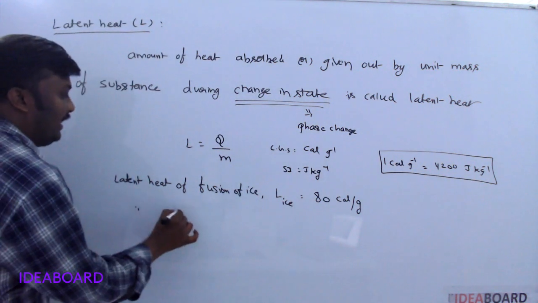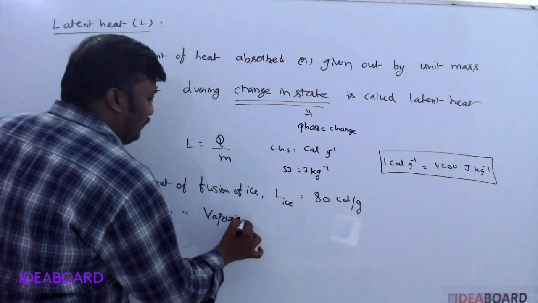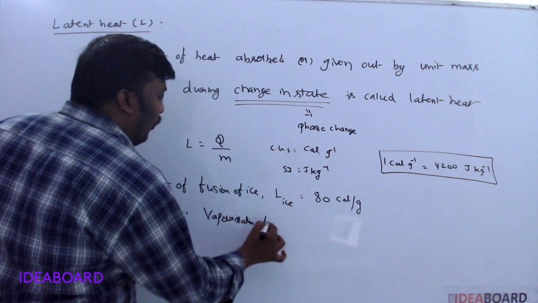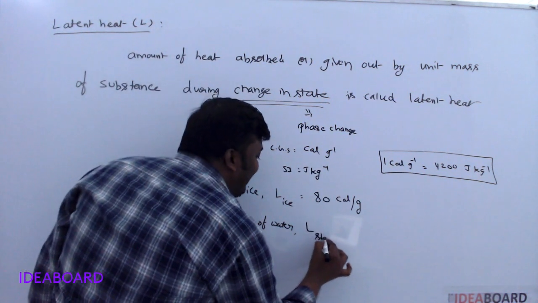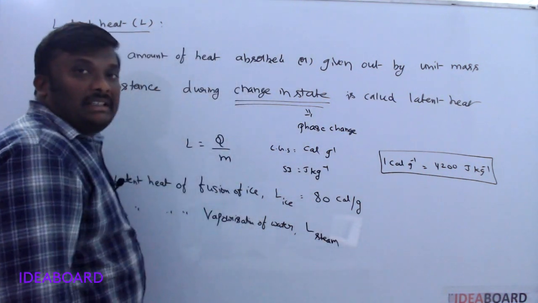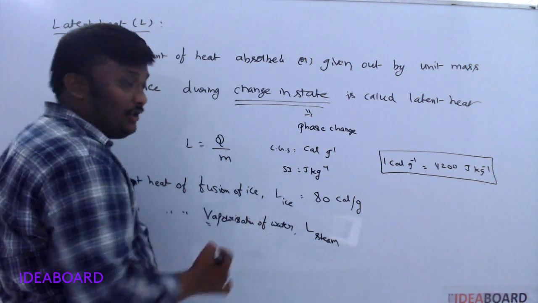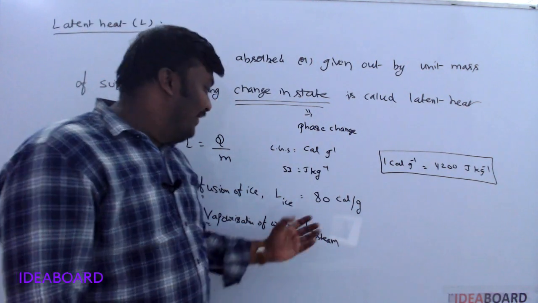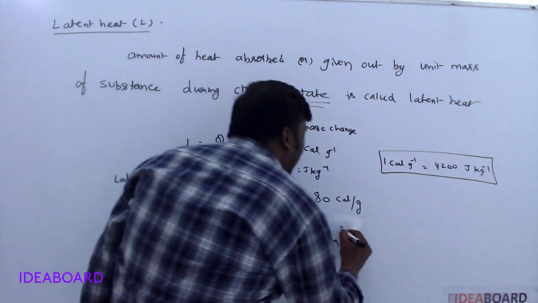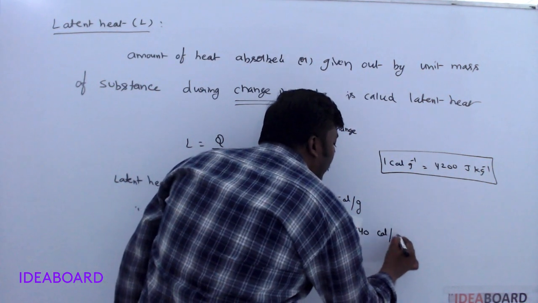Next, latent heat of vaporization of water. I am using the word L steam. Generally they use LV for latent heat of vaporization and LF for latent heat of fusion. The convenient way is L steam. Its value is 540 calorie per gram.